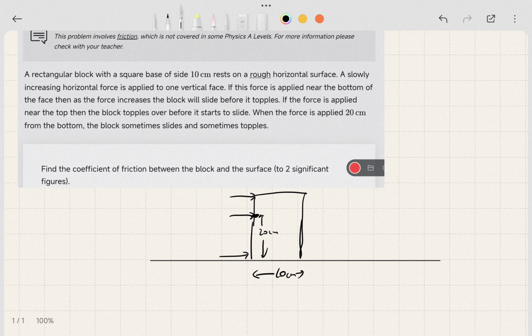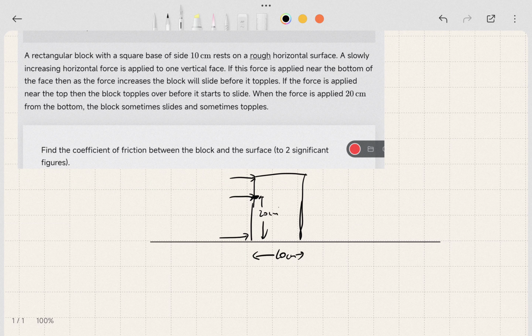So let's analyze the situation here. So let's say this block has a mass of m, it has weight of mg, and so it has a normal reaction force. Oh no, sorry, that's normal reaction force Fn, and so it has a maximum static friction of mu mg when it's been toppled, when it's sliding.